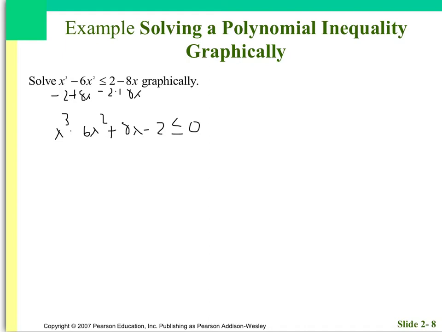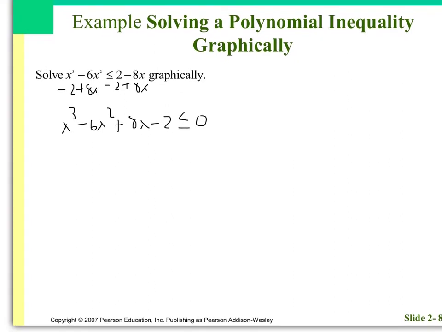And then there's 3 zeros there, so we gotta find them all. So go ahead and find them. And if you found them, you should have gotten the 3 zeros are x equals 0.32, 1.46, and 4.21.